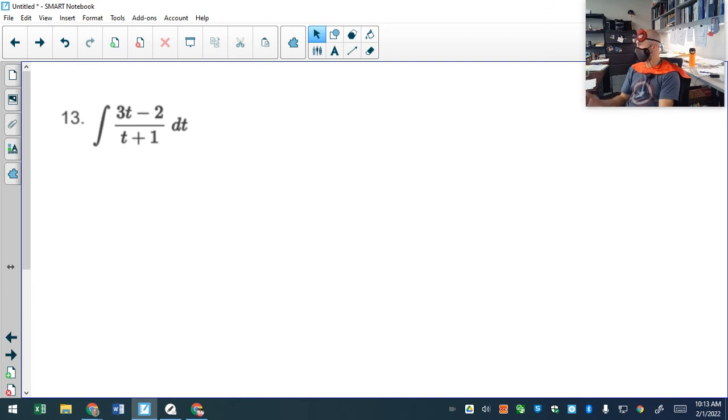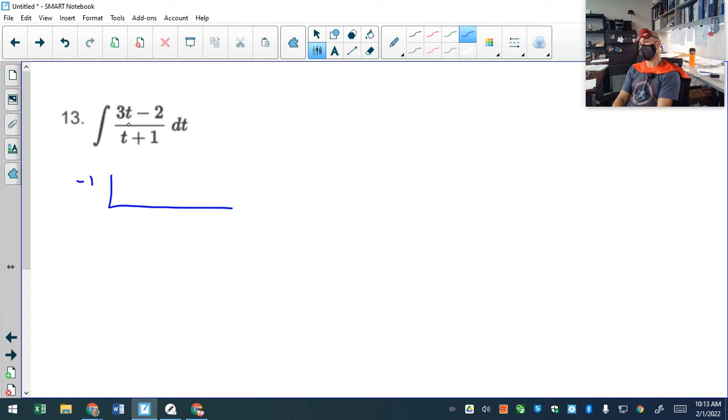Now, you said long division, which will work. I can synthetically divide this one because it's just a 1t plus 1. So I'm going to divide the bottom into the top. So it's negative 1 into a 3t minus 2. Bring down the 3. Negative 1 times 3 is negative 3. There's my remainder of negative 5. And so I can rewrite this whole thing as 3 plus a negative 5 over a t plus 1.